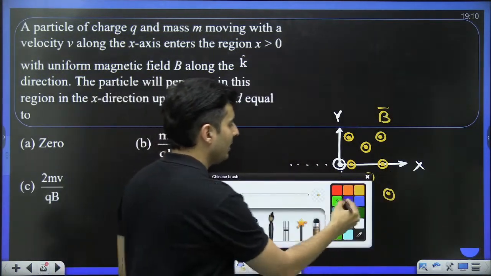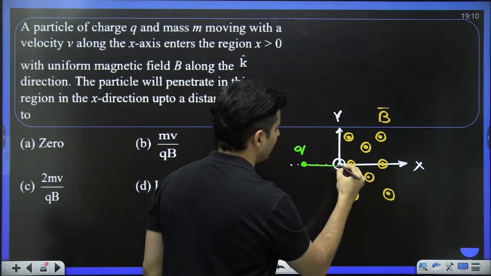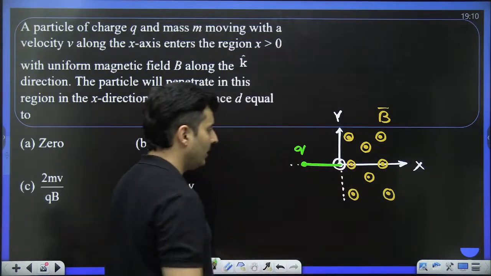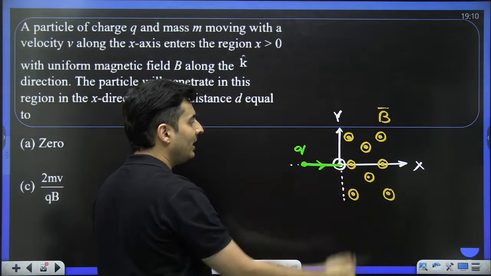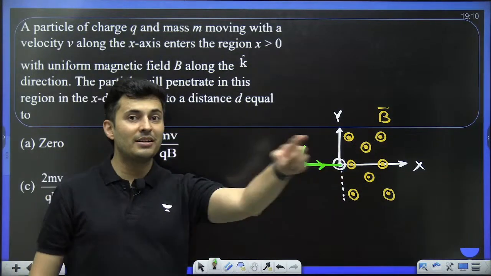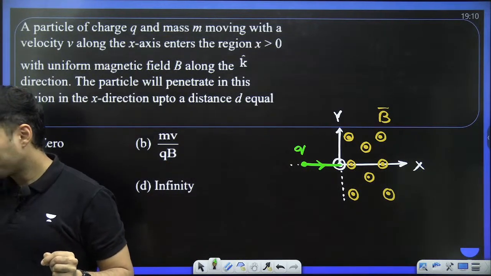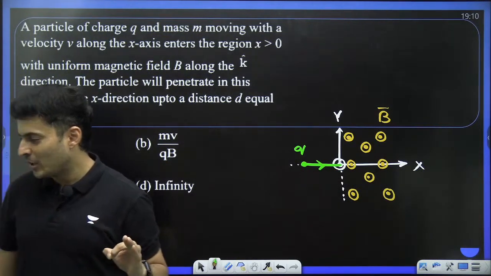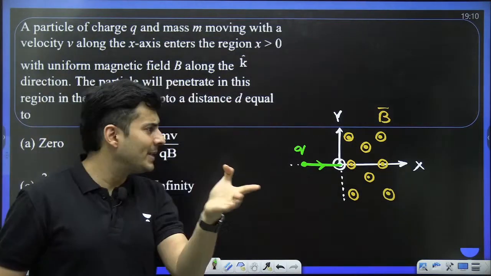The charged particle enters like this. This is that charged particle. It enters like this. Till this point, nothing will happen. It will continuously go in a straight line because there is no force. The moment it enters here, what will happen? It will experience a force, yes or no? Now think about it. Where will the force be?